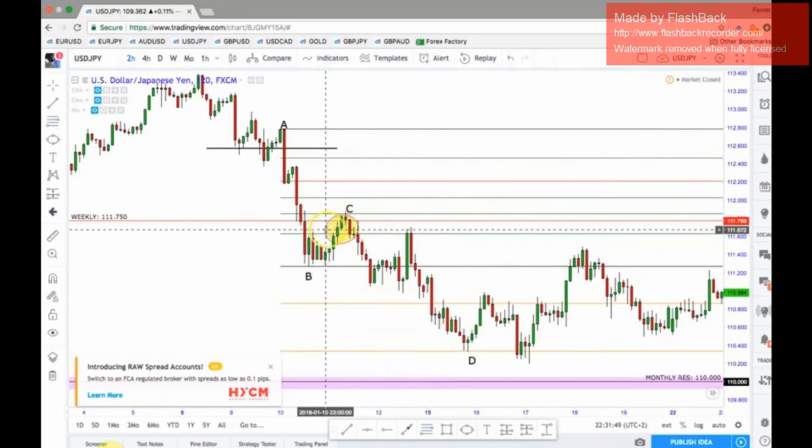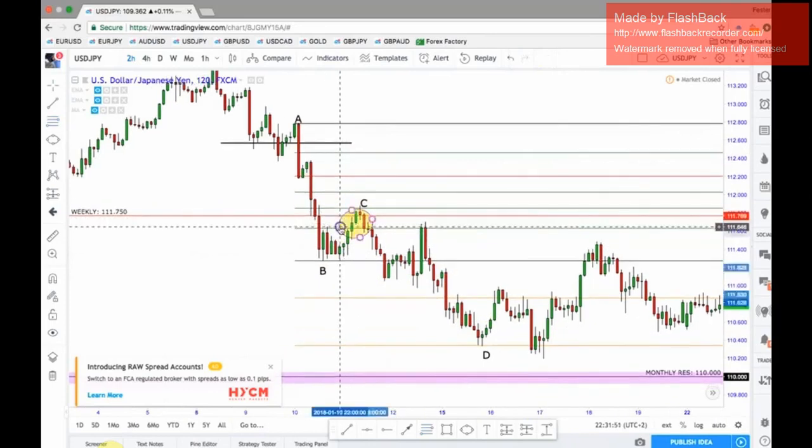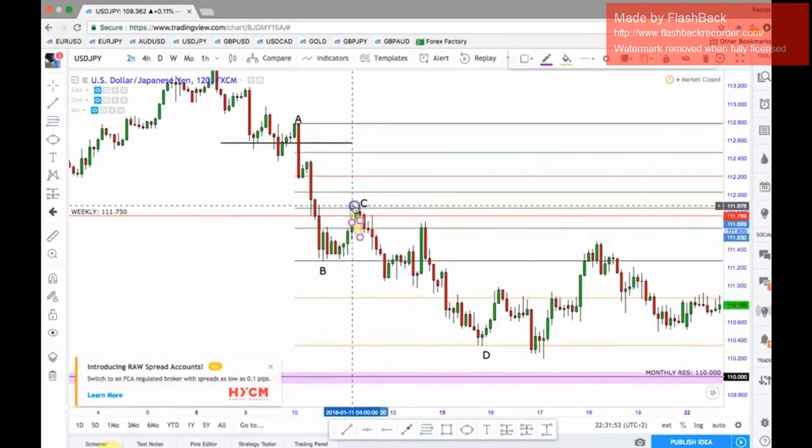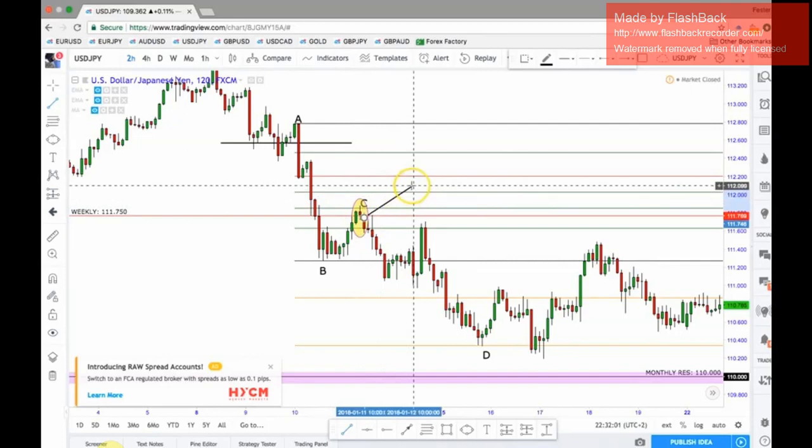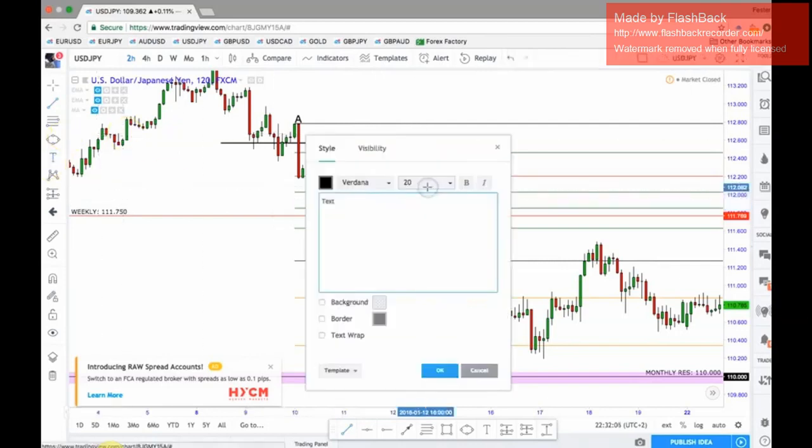And right there where I drew the ellipse, you'll see that this should have been your signal to get in on a short entry. What pattern is this? We have a morning star pattern. So now you can label it if you like, just to make it clear for your screenshots, for your journal. Sorry, not a morning star, evening star. Evening star pattern.